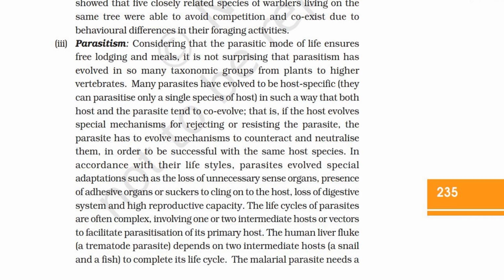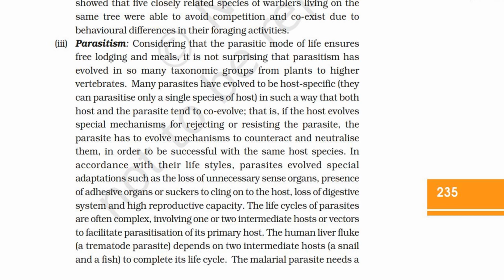3. Parasitism. Considering that the parasitic mode of life ensures free lodging and meals, it is not surprising that parasitism has evolved in so many taxonomic groups from plants to higher vertebrates. Many parasites have evolved to be host-specific. They can parasitize only a single species of host in such a way that both host and the parasite tend to co-evolve. That is, if the host evolves special mechanisms for rejecting or resisting the parasite, the parasite has to evolve mechanisms to counteract and neutralize them in order to be successful with the same host species.